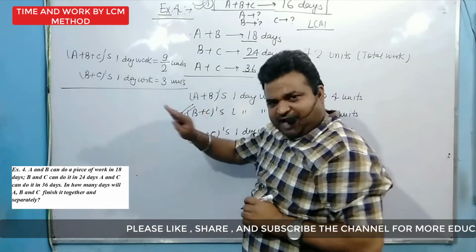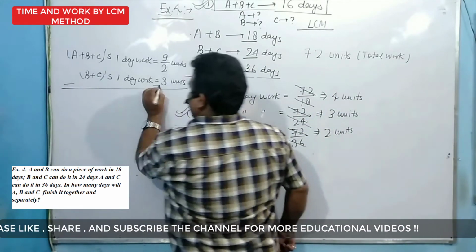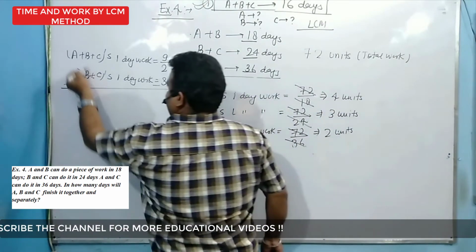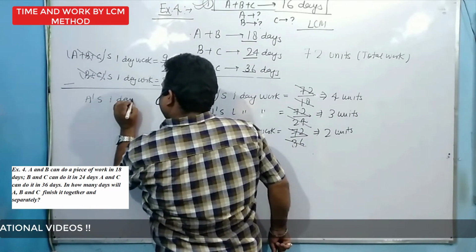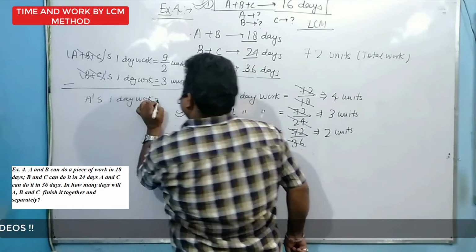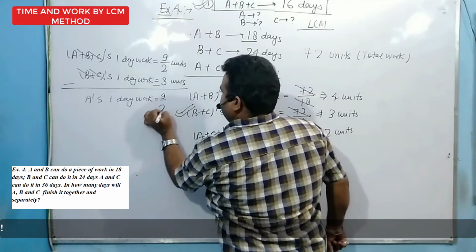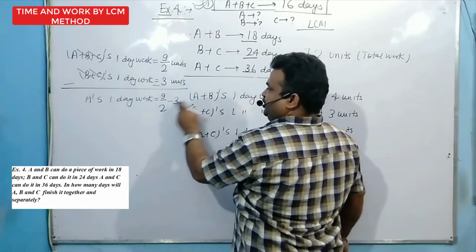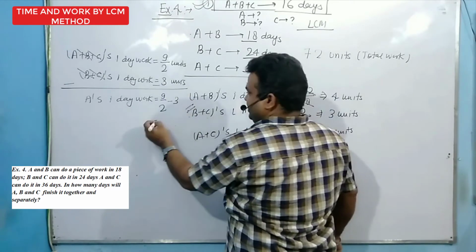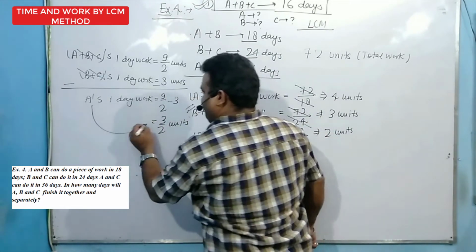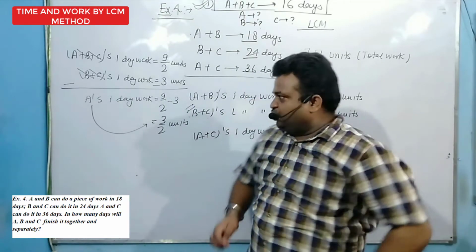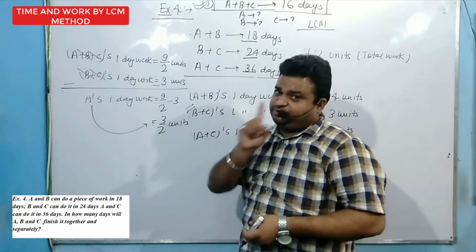So if I subtract this, what you will get? B and B gone, C and C gone, you will get A's 1 day work. तो A का एक दिन का कितना हो गया? 9 by 2 minus 3. So this is 3 twos are 6, 9 minus 6, 3 by 2. It means 3 by 2 units produced by A in 1 day.